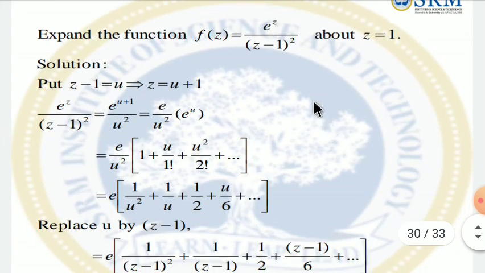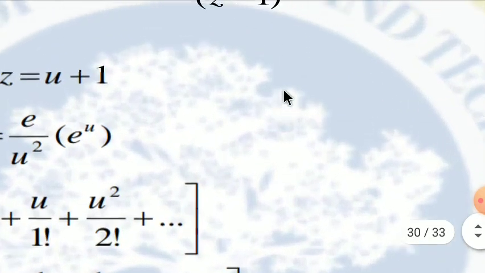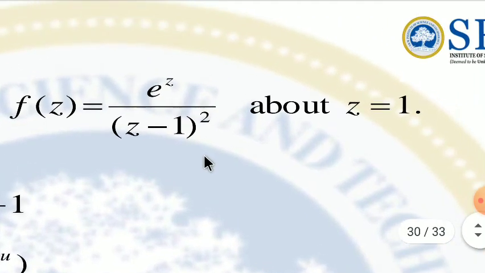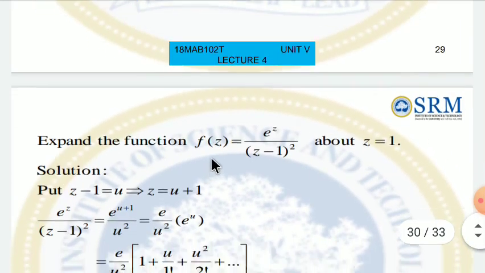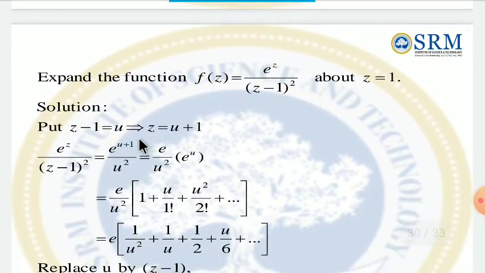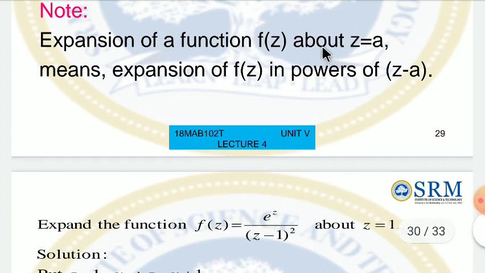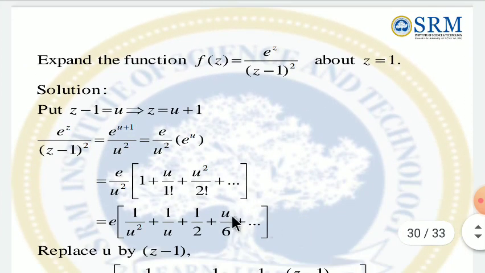Expand the function f of z equal to e to the power z by (z minus 1) whole squared about the point z equal to 1. So I can choose z minus 1 equal to u, so z equal to u plus 1. No region given, only the point is given. I use the previous note: f of z about a point is in powers of z minus a. So z equal to 1 means in powers of z minus 1. So I took z minus 1 equal to u, and we get z equal to u plus 1.